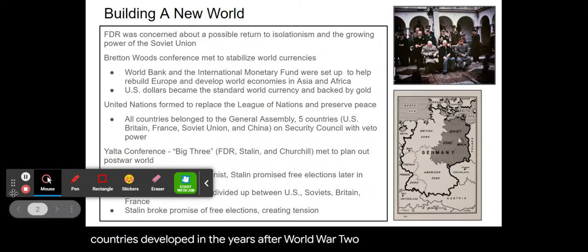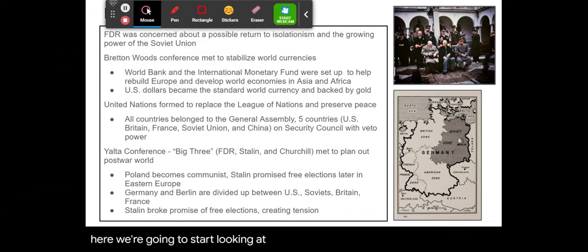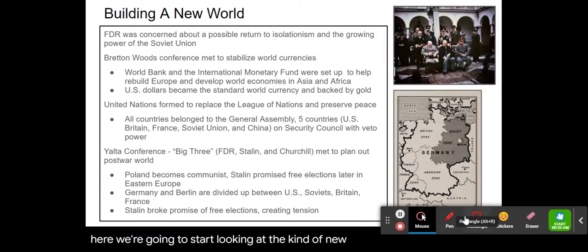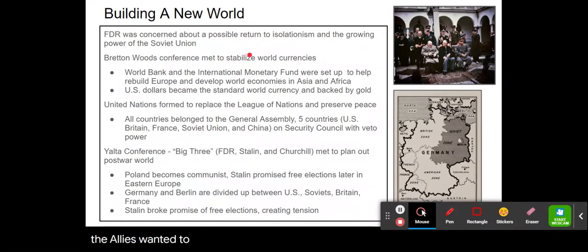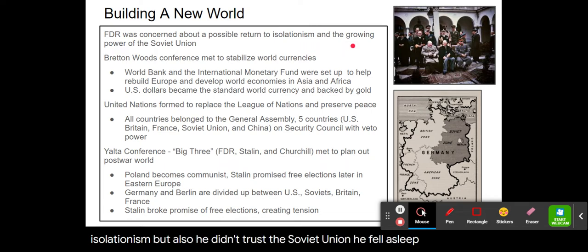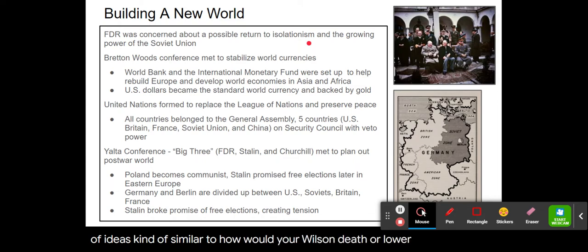So we're going to start by looking at the new kind of world that FDR and the Allies wanted to create, right? Prior to World War II, the United States was isolationist, and FDR believed that was a mistake, so he did not want to return to isolationism. But also, he didn't trust the Soviet Union. He felt the Soviet Union was looking to expand and grow its power. So he wanted to make sure that the world was set up in a way that favored the United States, democracy, freedom, those kinds of ideas. Kind of similar to how Woodrow Wilson did after World War I.